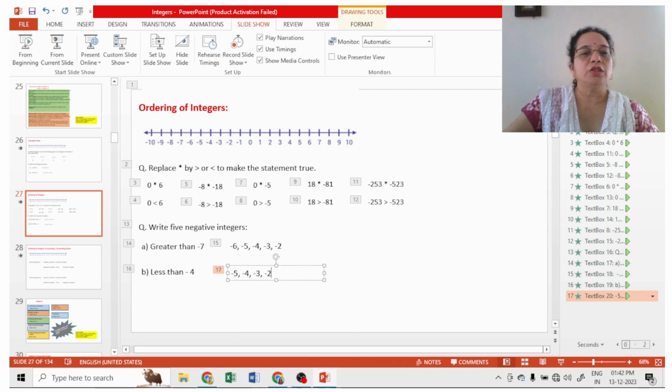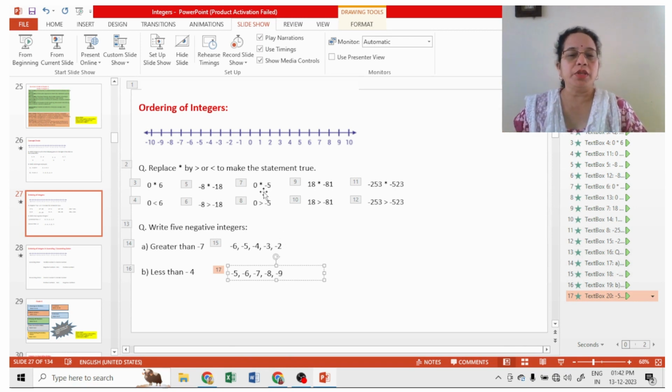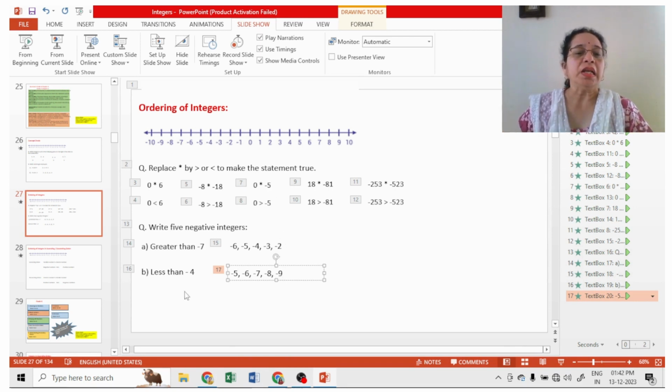So this answer should be minus 5, minus 6, minus 7, minus 8, and then minus 9. This should be the answer. Please do correction. This will be the answer. Less than minus 4. Greater than 4 will be the right hand side. Less than 4 will be the left hand side number. So you are supposed to write this left hand side numbers.